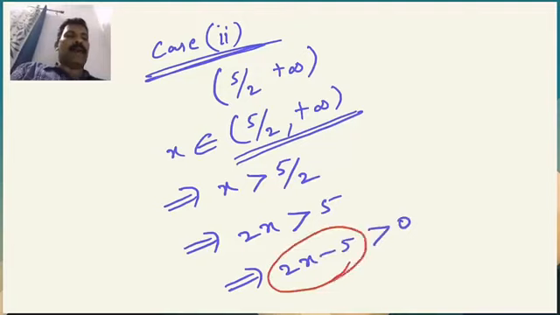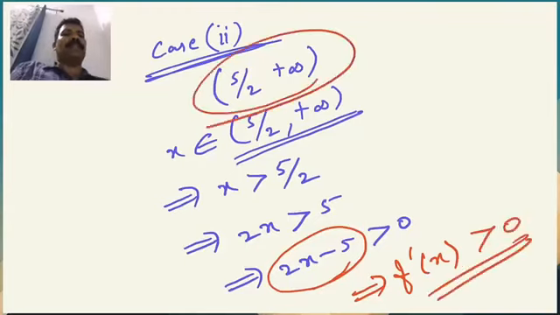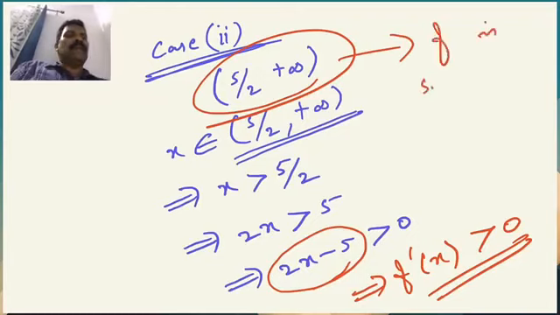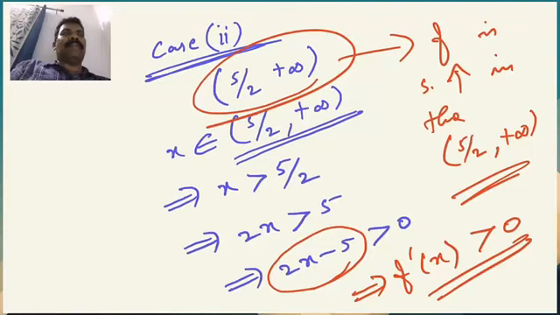So which implies 2x minus 5 will be greater than 0. And then what about 2x minus 5? That is nothing but the derivative f dash x. So we could prove that the derivative is positive in this interval. Therefore the function is strictly increasing in the open interval 5 by 2 to plus infinity. So this way we can separate the given interval into subdivisions, so that we can identify in which subdivision the function becomes strictly increasing and in which subdivision it becomes strictly decreasing.